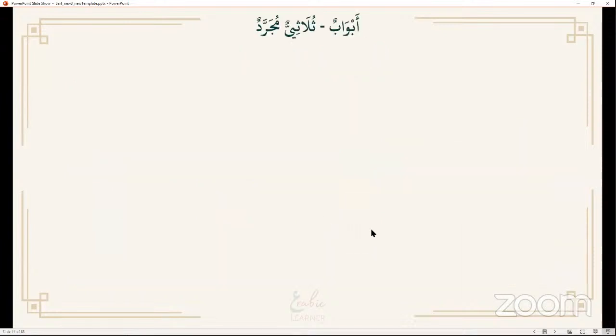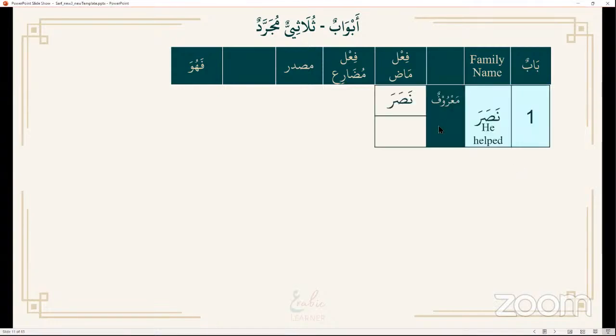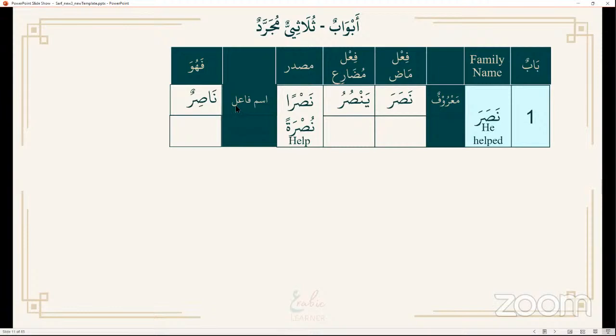So now let me expand my Bab table. My Bab table has now become big. Nasara yansuru nasran or nusratan, and its ismul fa'il is nasirun, fa'ilun. Brothers and sisters, is this clear?